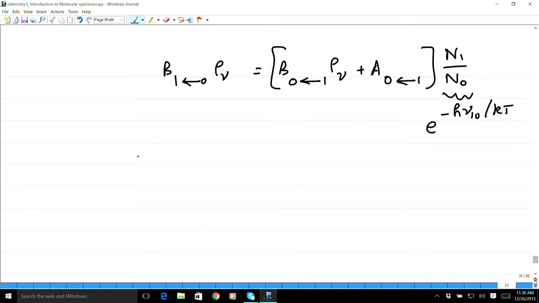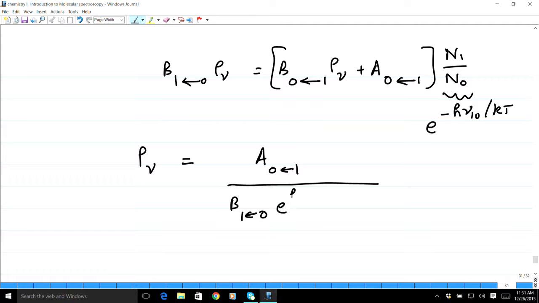then we can write a formula for the radiation density rho nu as A 1 to 0 divided by B 0 to 1 e to the h nu 10 by kT minus B, this is 0 to 1, this is 1 to 0. This is just a rearrangement of this formula to give you this result.